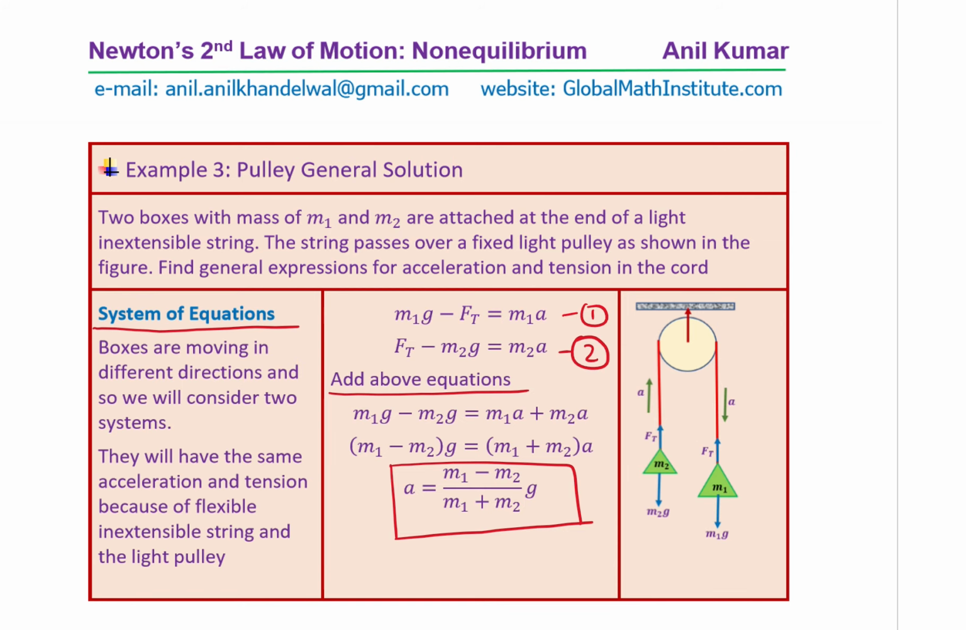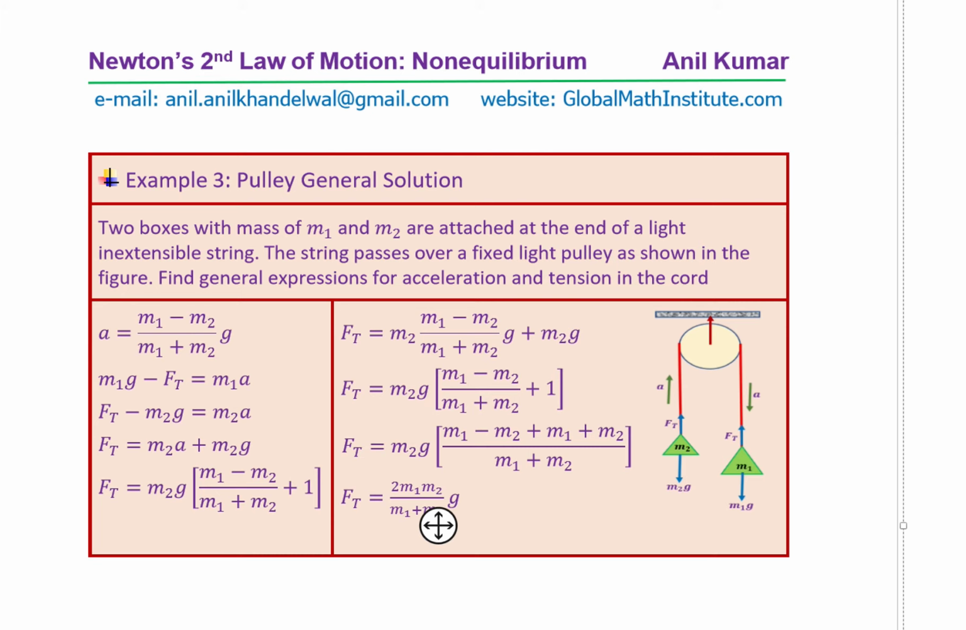Right? Now, let's go to the next part and calculate the tension. We already know the acceleration is m1 minus m2 over m1 plus m2, into g. We have these formulas with us. This was our equation 1, this was our equation 2. Correct. Now, with these equations, what do we do? We need to just solve for Ft, right? So what could you do? Well, simplify. Let's go here. So we know Ft is m2a plus m2g, right?